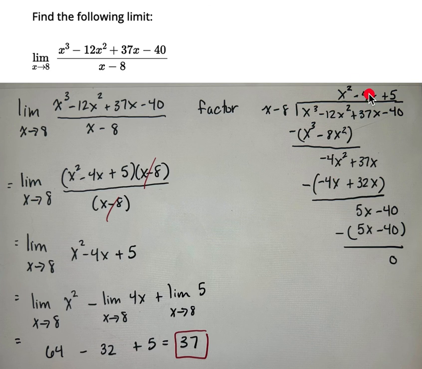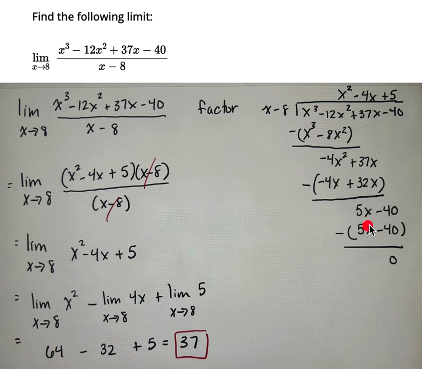Then I'm going to take the minus 4x times the minus 8. That's going to give me a plus 32x here. And then I'm going to subtract this whole quantity. So I have minus 4x squared minus a negative 4x squared, so this cancels off. Then I have 37x minus 32x. That's going to give me 5x. Then I'm going to bring the minus 40 down and do it one more time.